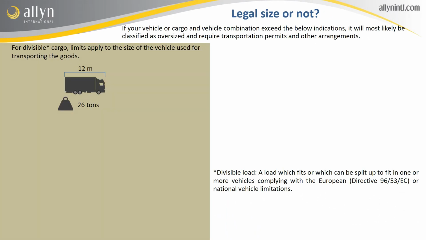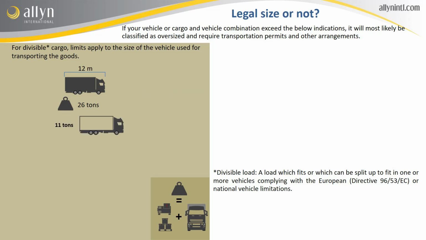For example, a straight truck, a non-articulated vehicle, cannot exceed 12 meters in length, all in, and a total weight of 26 tons. As the weight is a combination of your truck and your cargo, and a truck of this size weighs around 11 metric tons, it means that your cargo capacity is about 15 metric tons. If you have more cargo than that, you will need a larger truck, an articulated one, or a second non-articulated one.